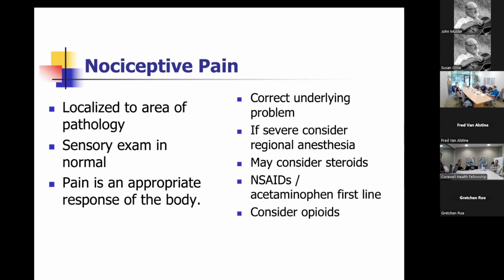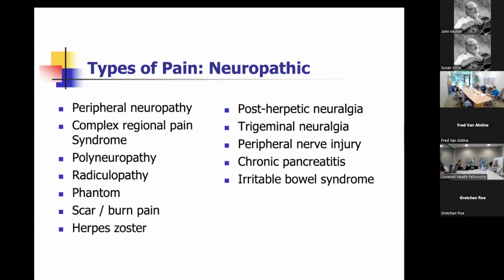So I already talked a bit about neuropathic pain, just in terms of recognizing it. And this is just a very short list of the types of things. A couple of things I wanted to point out here are phantom pain, burn pain, scar pain, irritable bowel syndrome and chronic pancreatitis. A lot of times those are not immediately recognized as having neuropathic components, but they do, and can be helped with the neuropathic plan of care.